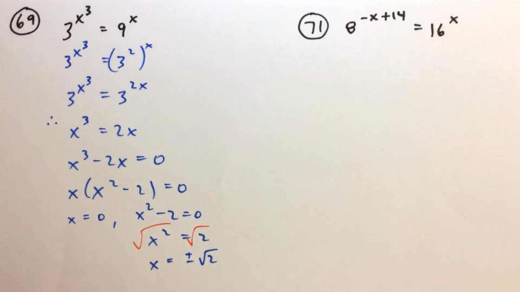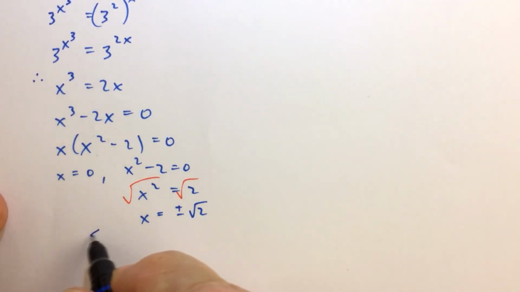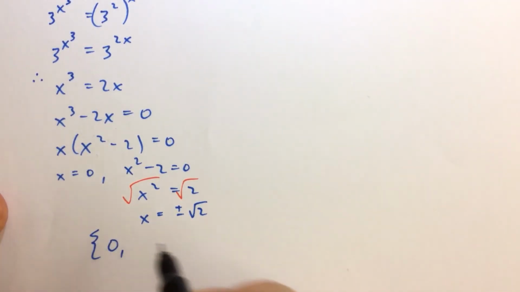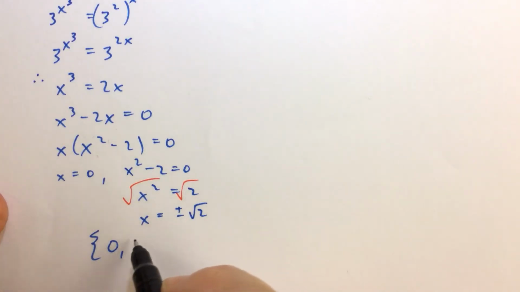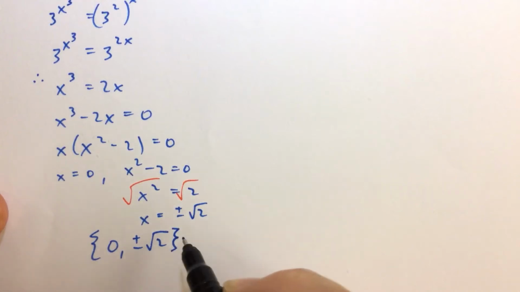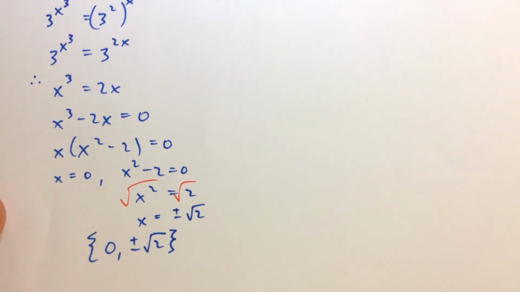So we have 3 solutions. Let's go ahead and write them down here nice and cleanly. The first solution to this equation is 0. The other 2 solutions are positive radical 2 as well as negative radical 2. So we have 3 solutions to this equation, and that's it.